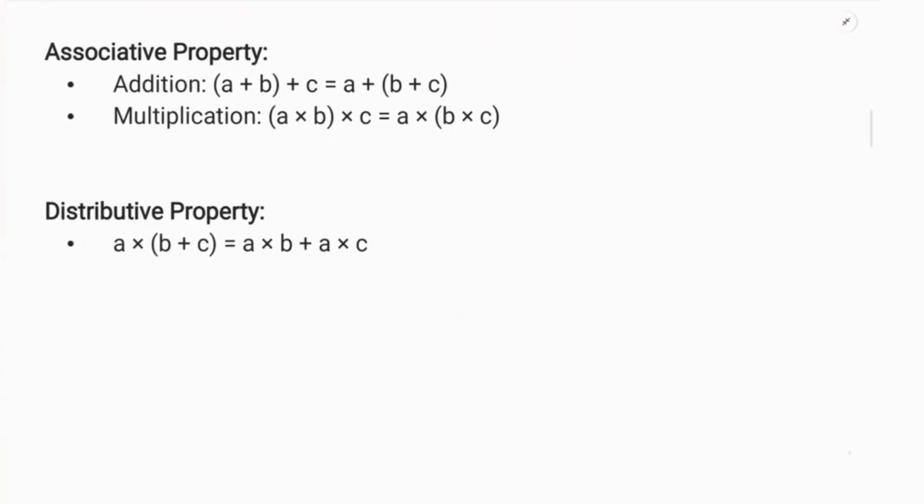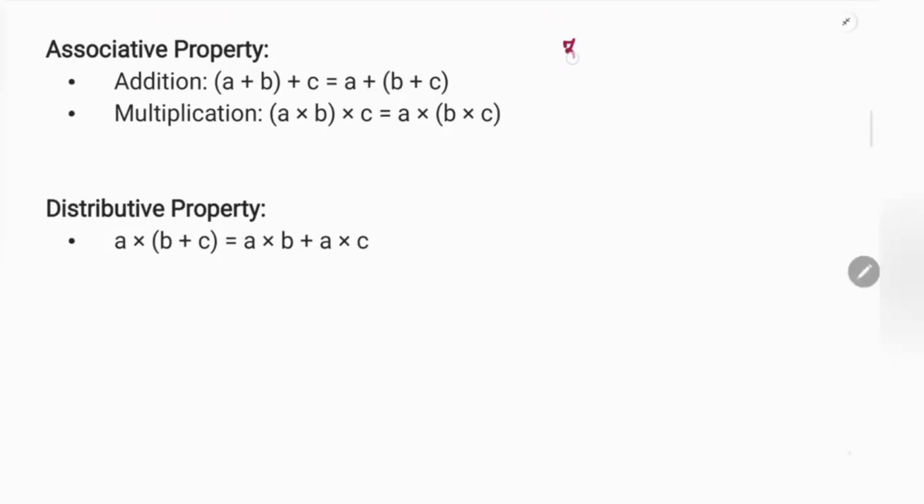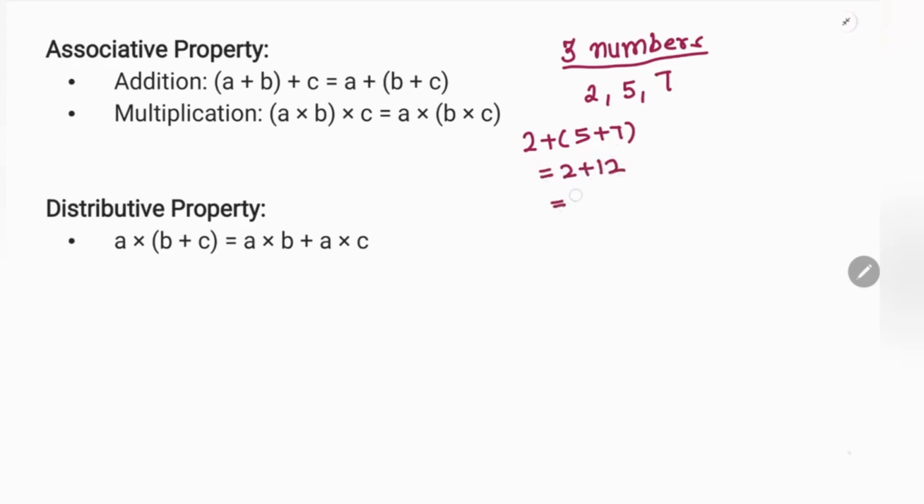What is associative property? For associative property we take three numbers. Suppose I am taking three numbers, 2, 5, or any number you can take. I took 2, 5, 7. Suppose I add 5 and 7 first and then I add 2. That means 2 plus 5 plus 7 is what? 12. What is the answer?